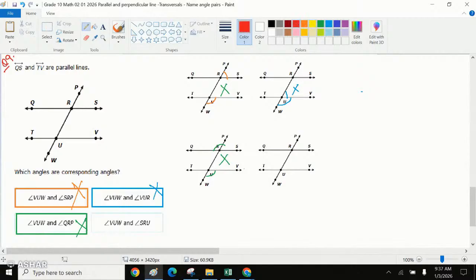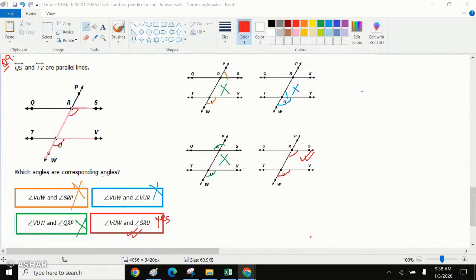And the last option we have is VUW and SRU. Yes, we have these two angles where an F can be formed, right? So we see the formation of F and we say, yes, these two angles are corresponding angles, right? Okay, great.